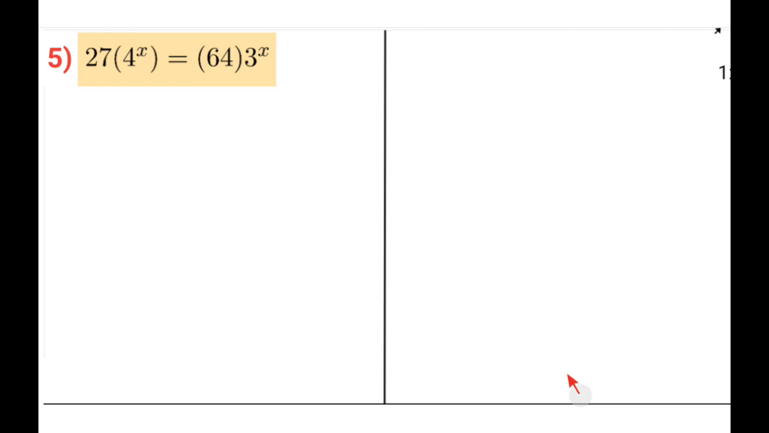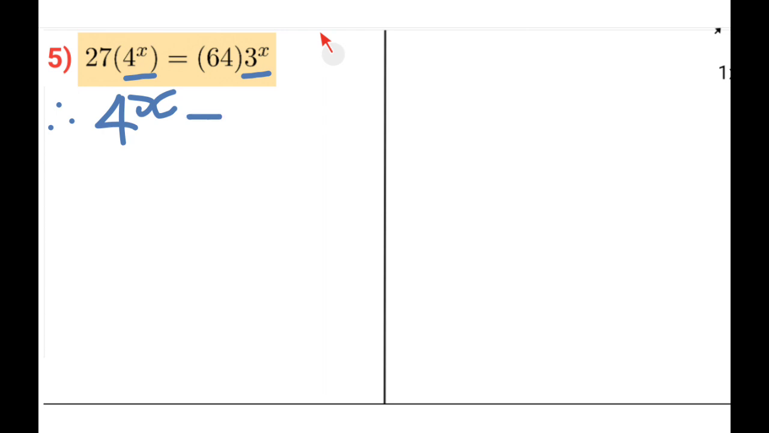Now here's another interesting one, where you've got your power that has an exponent that is x, but it's not quite the same as the other power. So what you do with this one is you immediately decide which side you want to keep your power with an x. Okay, let's choose the left hand side.